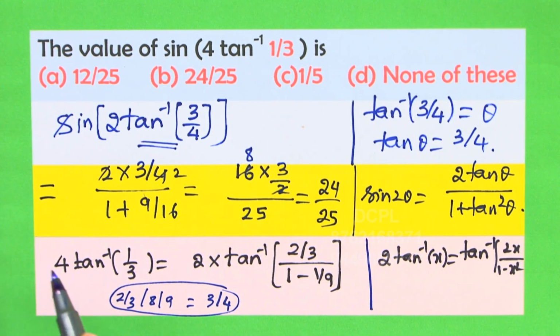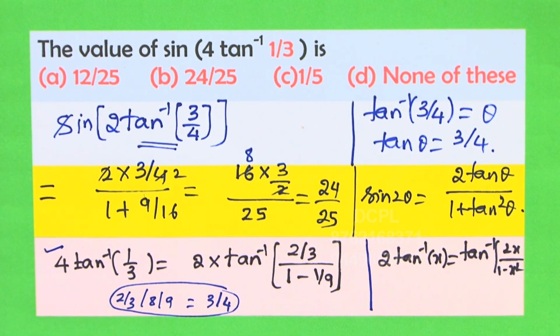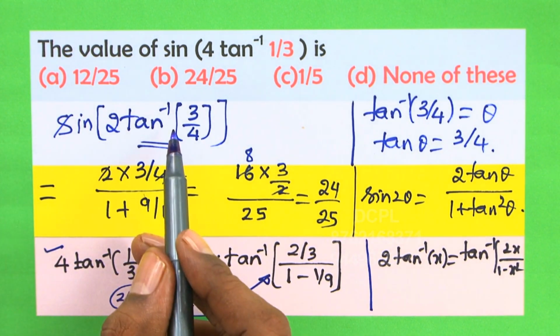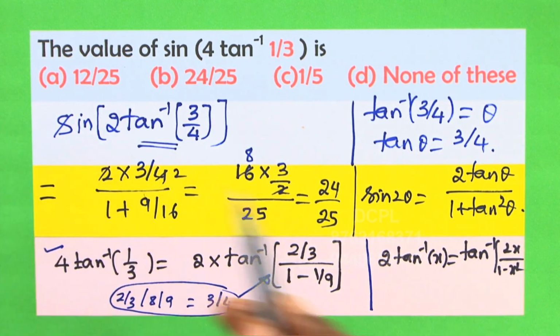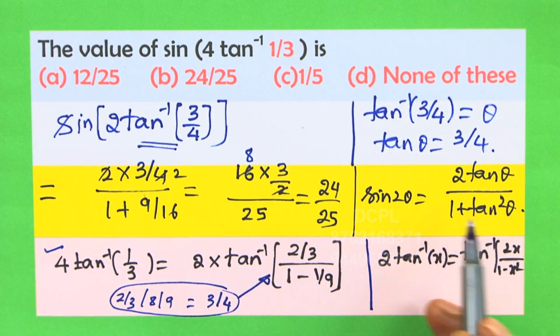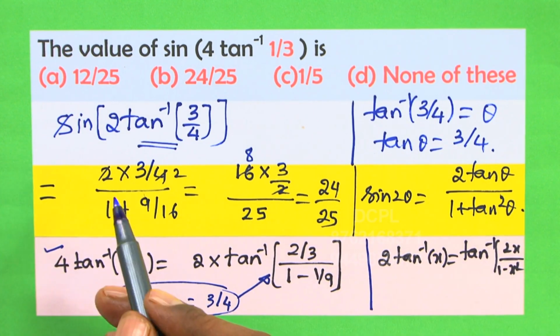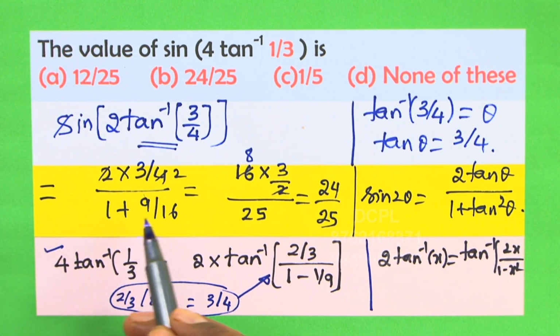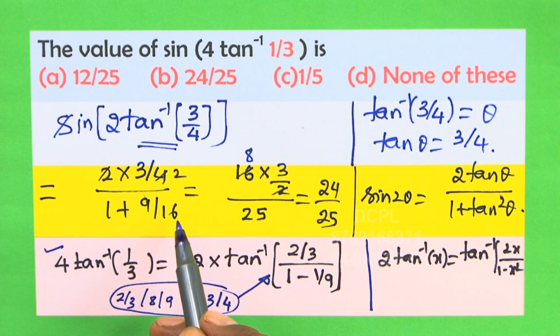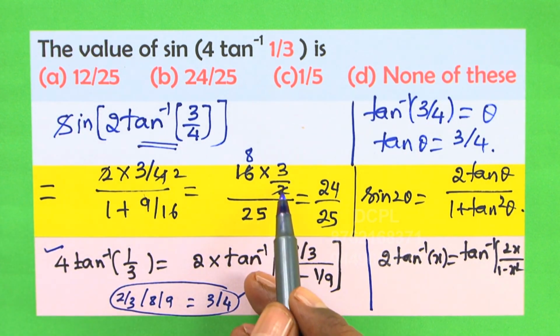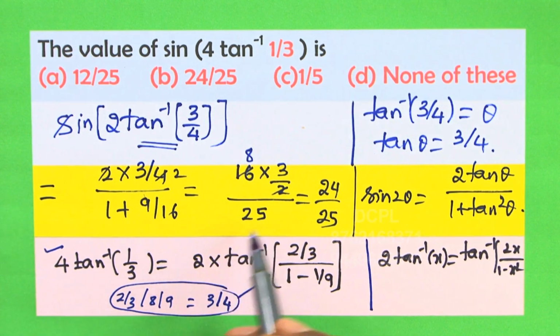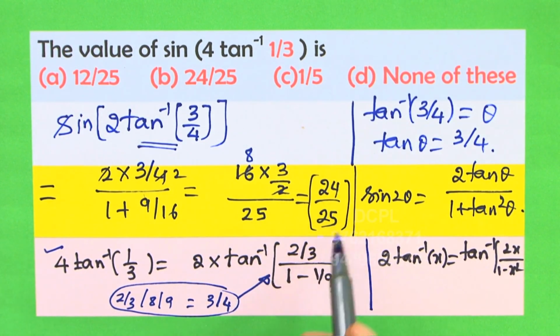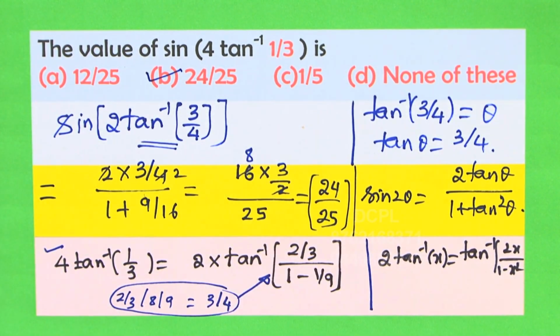See, don't get confused, dear students. 4 tan inverse of 1 by 3, we brought it to the form of 2 tan inverse of 3 by 4. Now, we get sine of 2 tan inverse of 3 by 4. We use the formula sine 2 theta as 2 tan theta divided by 1 plus tan square theta. 2 into tan theta is 3 by 4, 1 plus tan square theta is 1 plus 9 by 16. So, the 2s cancel, and if you simplify this, finally, you will end up with 24 by 25. Option B is correct.